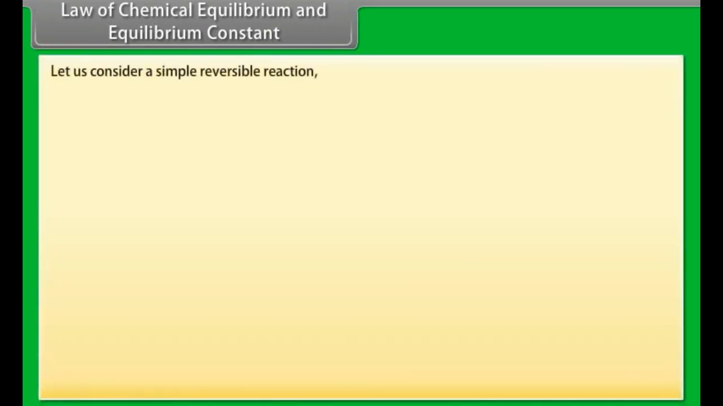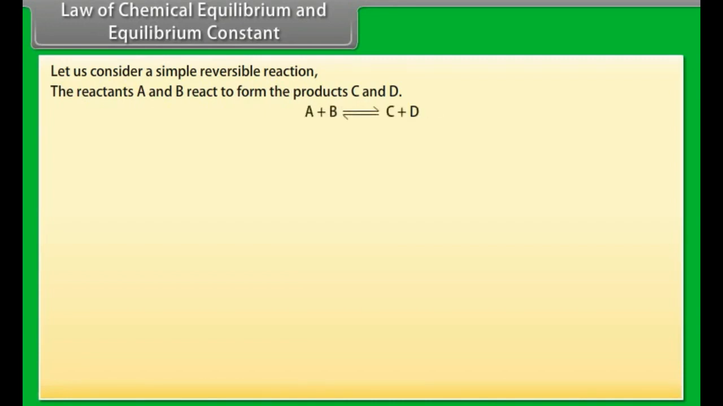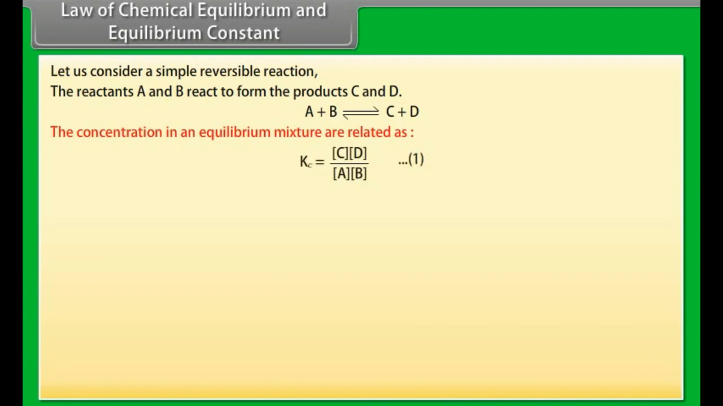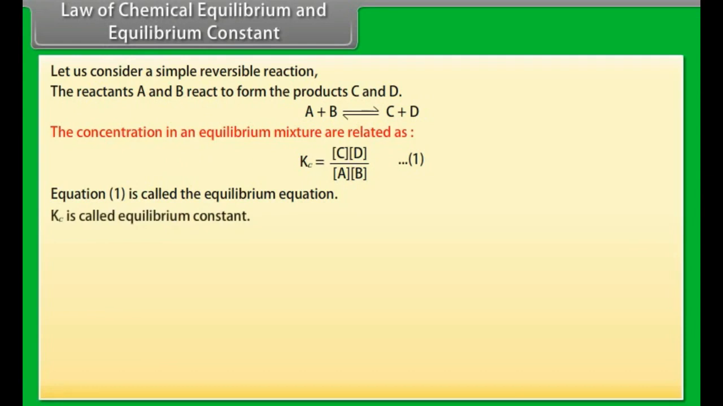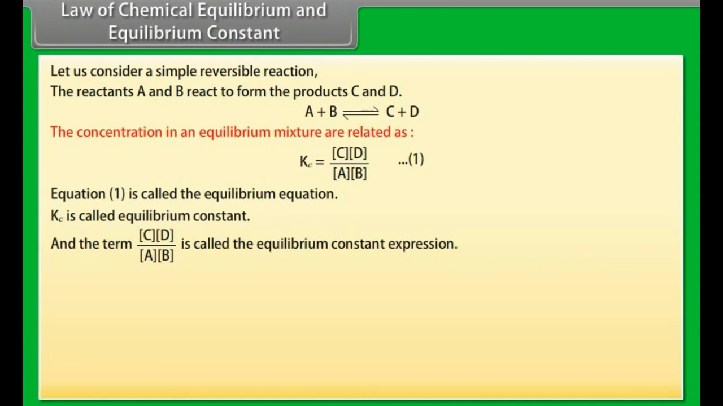Let us consider a simple reversible reaction. The reactants A and B react to form the products C and D. The concentrations in an equilibrium mixture are related as follows. Name it as equation 1. Equation 1 is called the equilibrium equation. Kc is called the equilibrium constant, and the term is called the equilibrium constant expression.